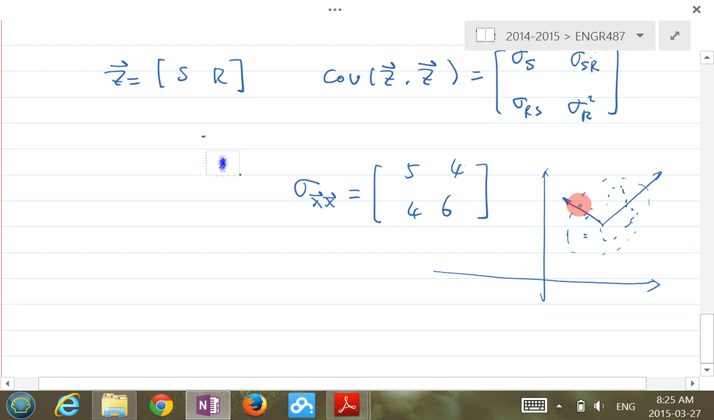I'm not sure if you've learned this or not. So this is the ellipse. You can create this ellipse set here. Basically there are two eigenvectors of this matrix. One eigenvector of this matrix represents what? Let's say maybe this direction, and the other eigenvector represents this direction.